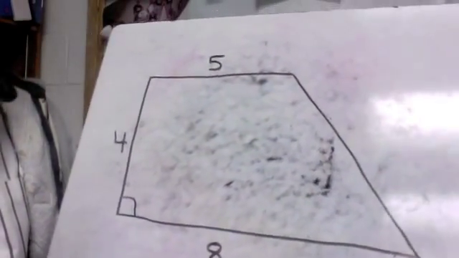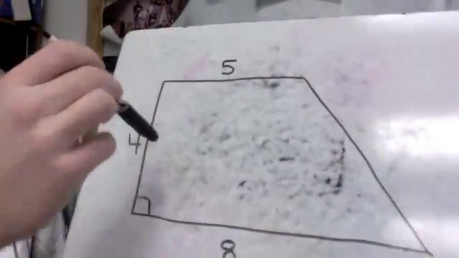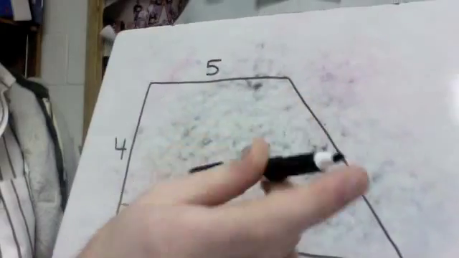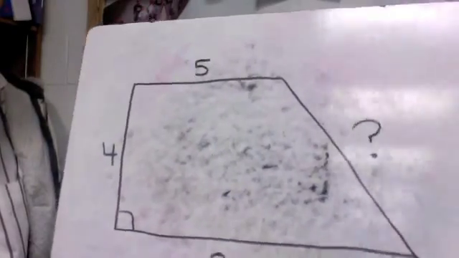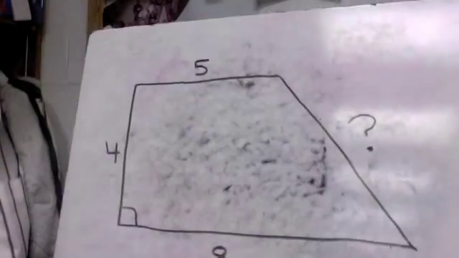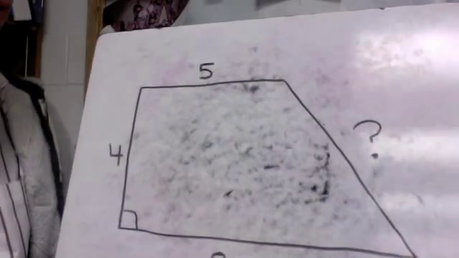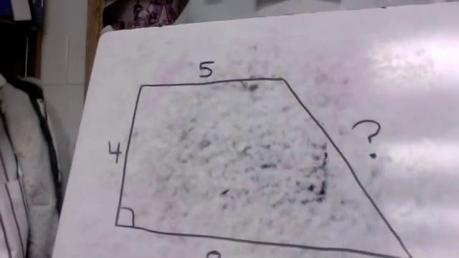So realistically, this would be pretty easy if we had all the numbers. We've got 5 plus 4 plus 8 plus whatever this is. Here's the problem: finding that slanted side. What I want you to do is think back to all the things we've talked about with perimeter.